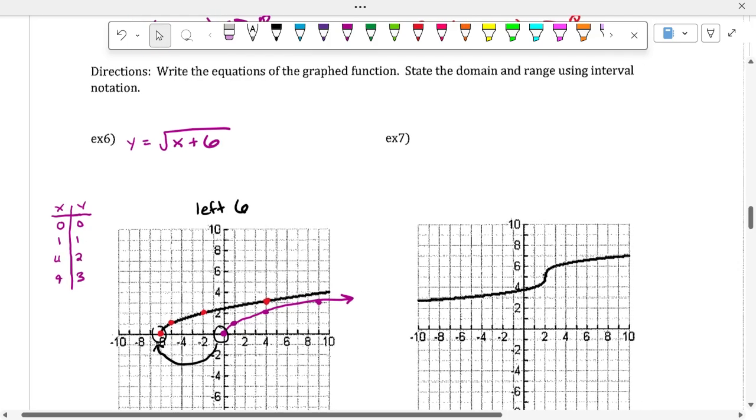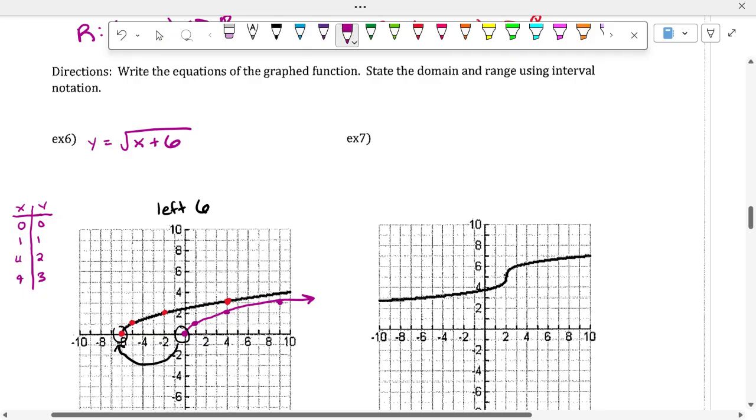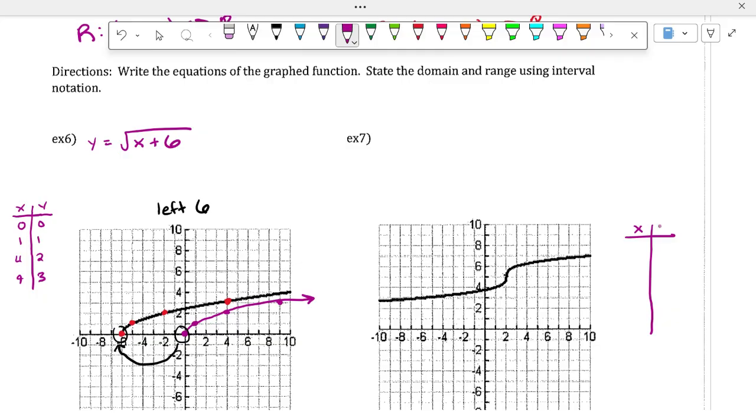Okay. The cubic function. Again, I'm just going to draw the parent function of the cubic. So (-8, -2), (-1, -1), (0, 0), (1, 1), (8, 2). And the more you do this, the more you'll remember it.